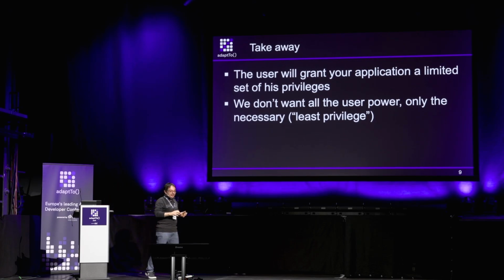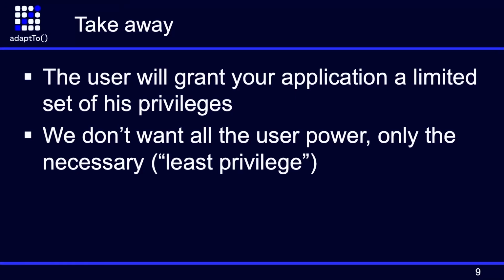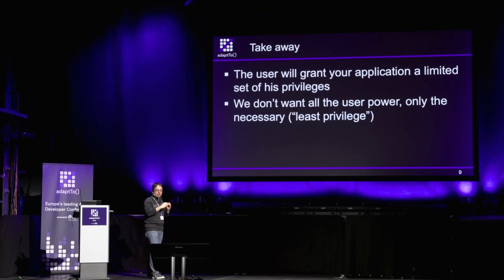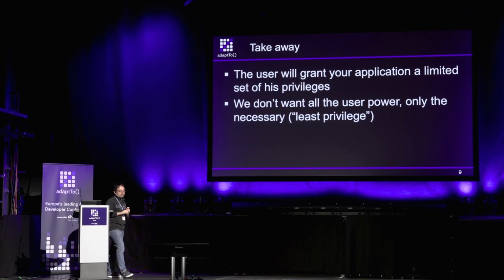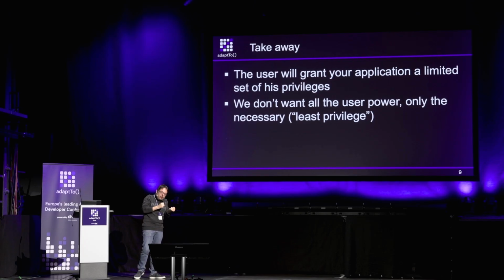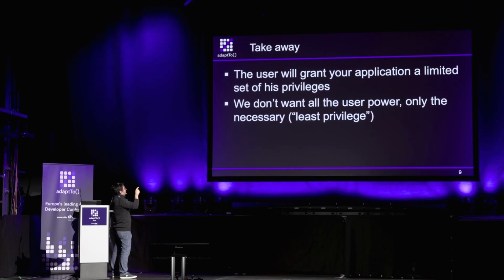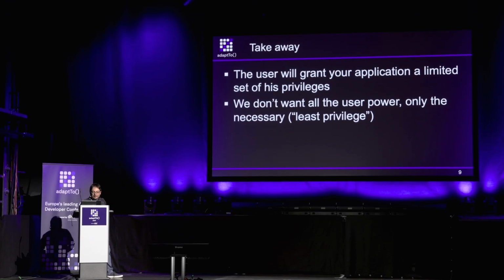So the takeaway from this introduction to OAuth is the following. The user will grant your application a limited set of his privileges. So we have that user. We don't want to go back to 2008. So your application will have a very small subset of the user powers. We don't want the whole power. We want only the necessary. And this is, again, I will bring also least privilege. We are respecting least privilege.